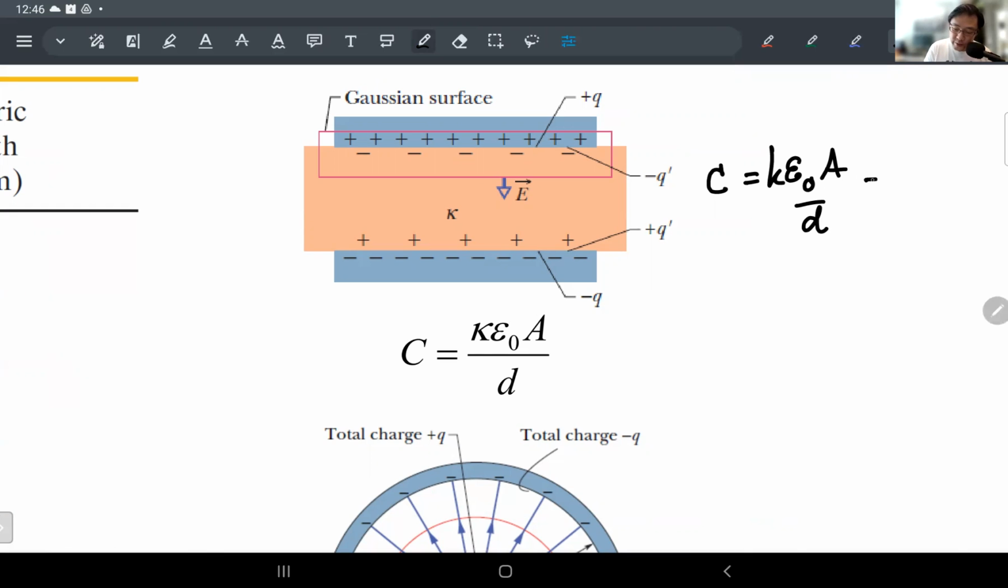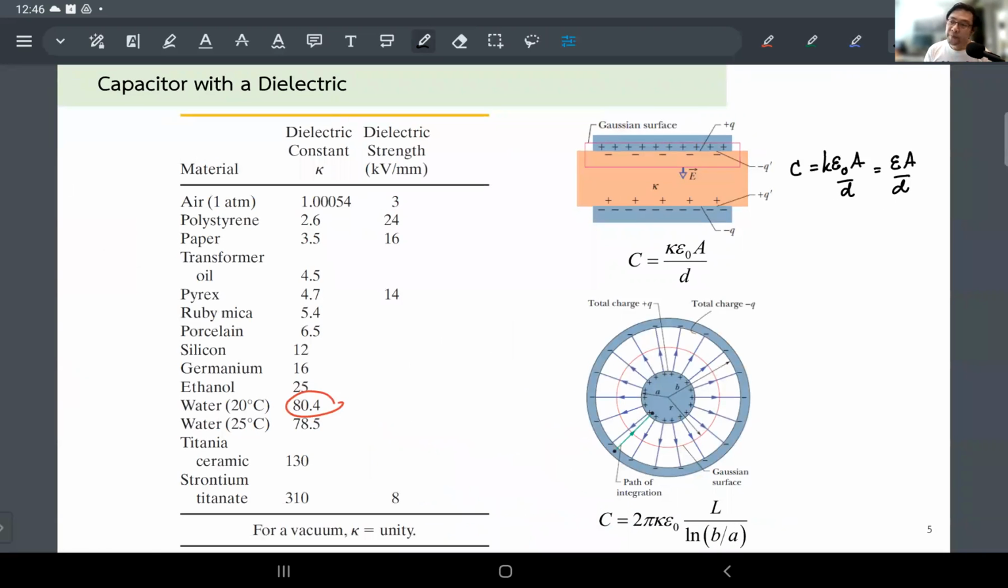Or actually you can re-express this one as epsilon A over D, where epsilon is the permittivity of the material that you have in between. But it's just so simple that it's just a dielectric constant. I'm using K over here, even though in some textbooks they use kappa, but in writing, K seems easy to write. You can use kappa as well. It's the same thing. But I'm afraid that there are too many Greek terms in the formula.